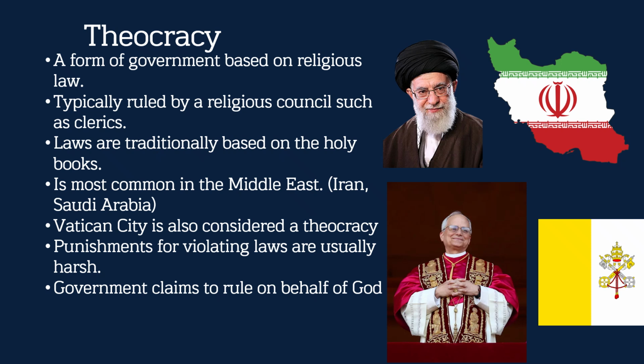A theocracy is a form of government based on religious law, typically ruled by religious councils or ordained religious leaders. Laws are based on holy books and religious texts. Most common in the Middle East, for example, Iran is a theocracy. They have a religious leader at the head. The Vatican City is also considered a theocracy, with Pope Leo XIV leading the church. Punishments are generally harsh because it's based, again, off the holy books and holy text, and the government claims to rule on behalf of God.